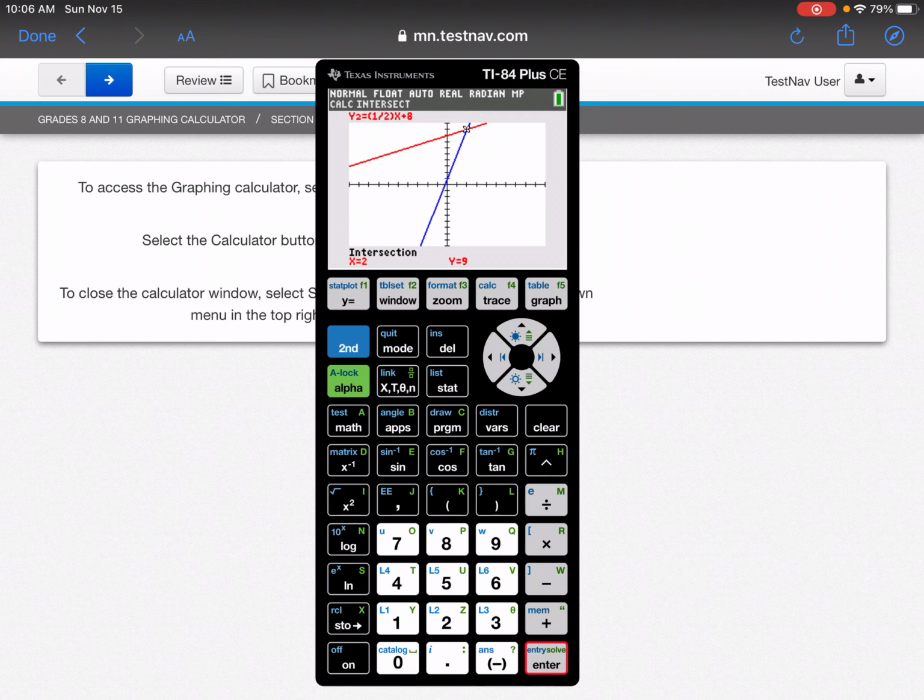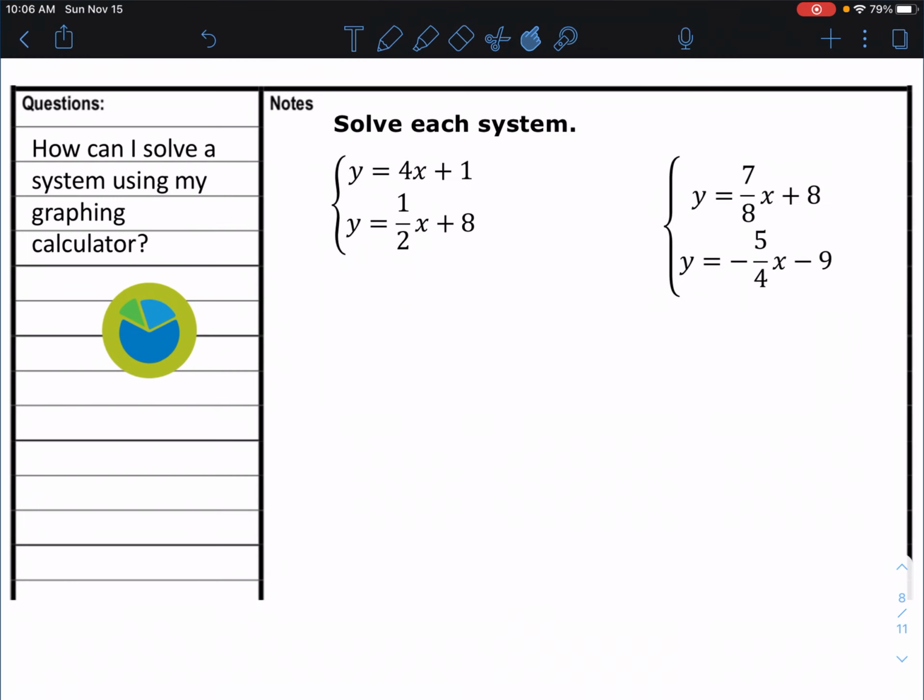And you'll notice the intersection says 2 and 9. So you're going to write that answer as an ordered pair on your assignment. Make sure it's written as an ordered pair. The point where these two lines intersect is the point (2, 9). Okay, so that's how that works.